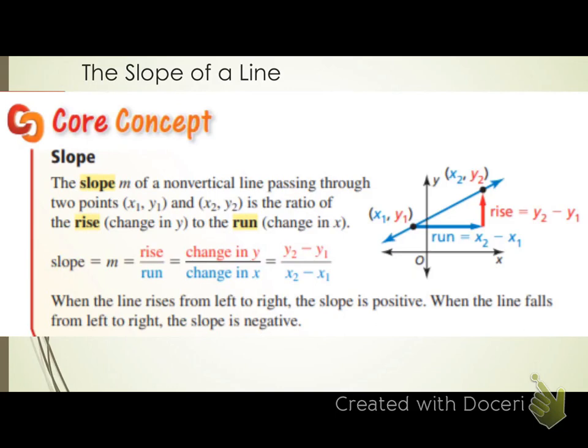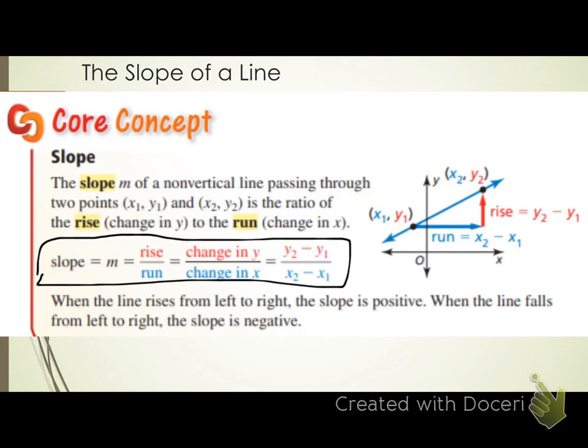Slope. You guys learned about slope in pre-algebra, correct? Yes. What's probably the most you heard it as? What over what? Rise over run. Rise over run, right? That is what it is. There's also a few other ways to represent slope. So the slope m of a non-vertical line passing through two points, x1, y1, and x2, y2, is the ratio of the rise. We can also call our rise the change in y, to the run, which is our change in x. So I want you to write this whole equation down.